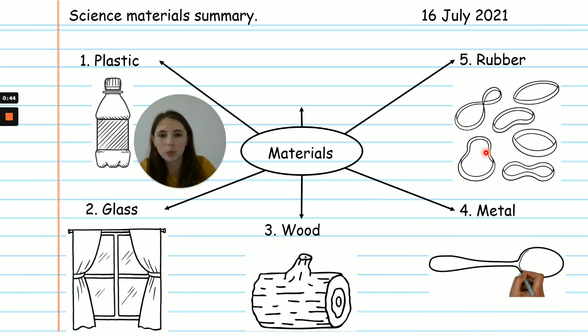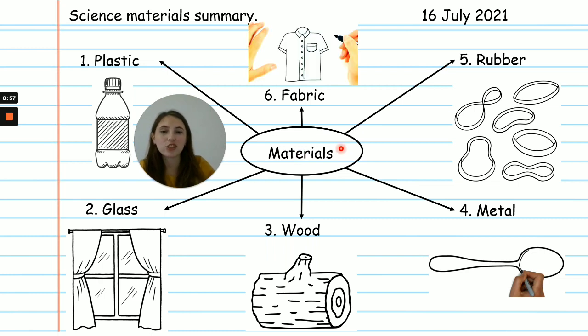And then the last one, number 6, is fabric. So let's write down fabric. And then draw a picture of something that is made of fabric, like a shirt or pants or a sock. Anything that is made of fabric.